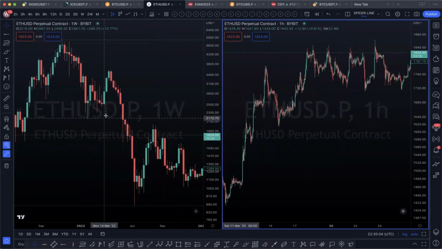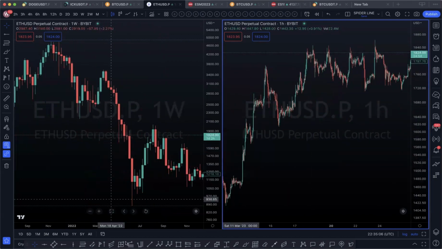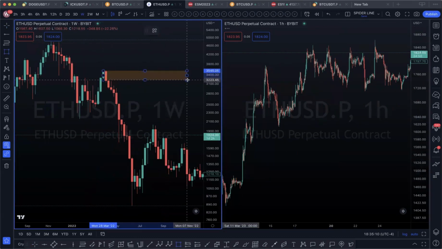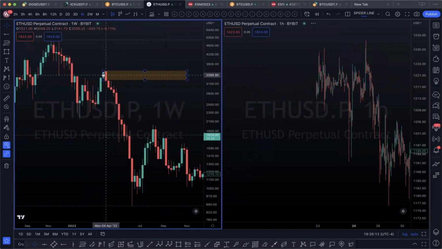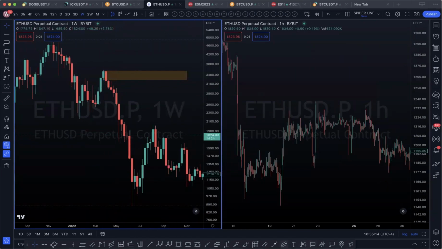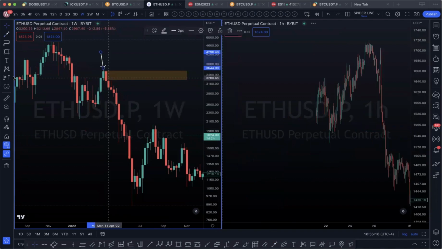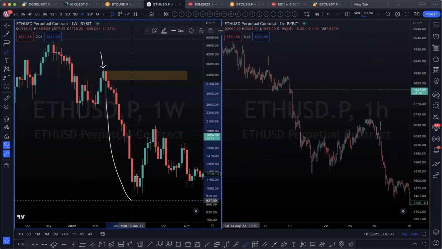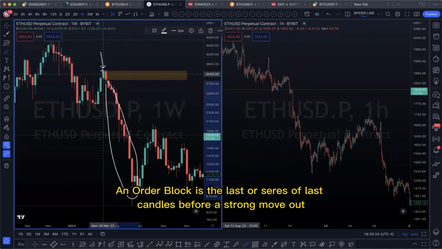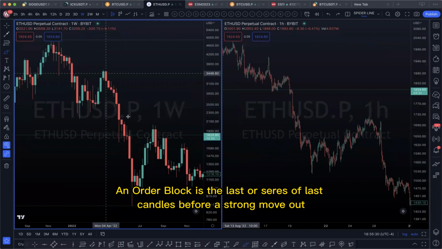Let me look at this weekly chart. There's an order block right here. The last green candle before this old sell off right here. This is an order block. This is a bearish order block.